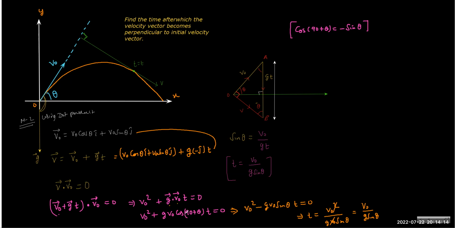So what is the definition? A dot B is mod of A, mod of B, cos of the angle between them. So the angle between the G vector and the V naught vector is how much? 90 plus theta. And that is why we can add cos 90 plus theta, which itself is minus sin theta. So I simply substituted the value of this as minus sin theta after this step, and then I got the answer.